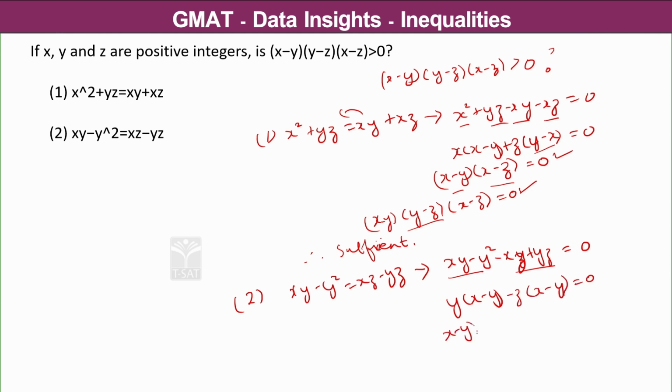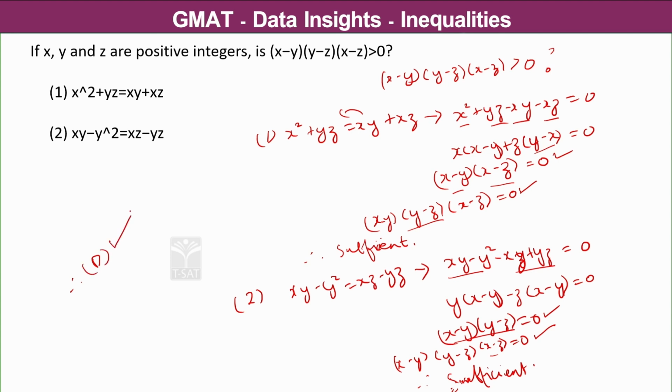Therefore, (x minus y) into (y minus z) is equal to 0. Again, you know that this means (x minus y) into (y minus z), which is this, into (x minus z) will be equal to 0, because this product is equal to 0. So, this into anything, x minus z can be anything, and it will always be equal to 0. Therefore, this is also sufficient to answer the question. Therefore, the answer comes out as answer option D, when each alone is sufficient to answer the question. Let's move to the next question now.